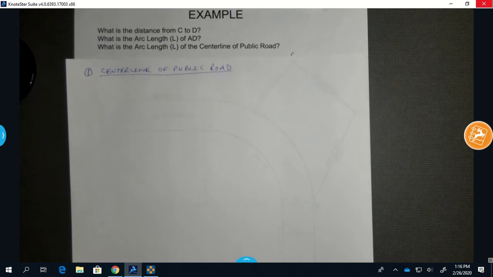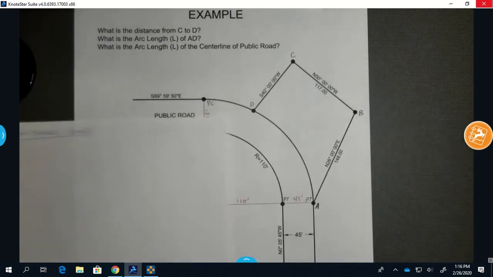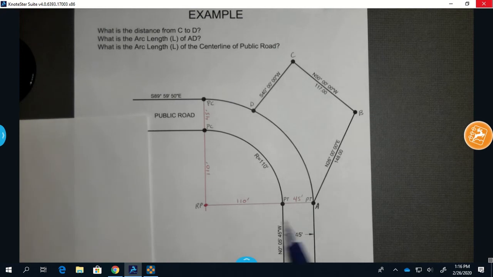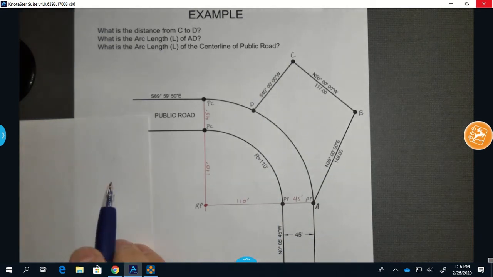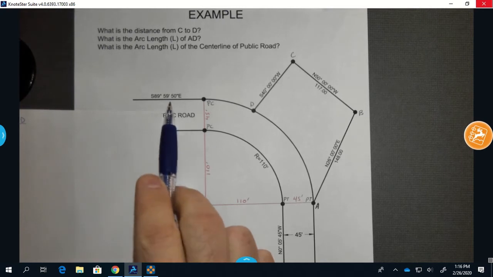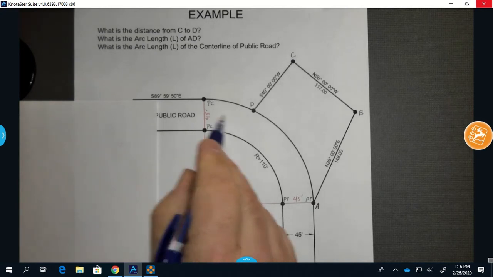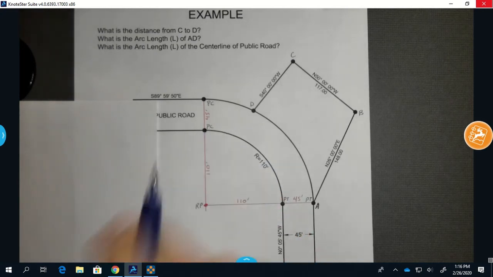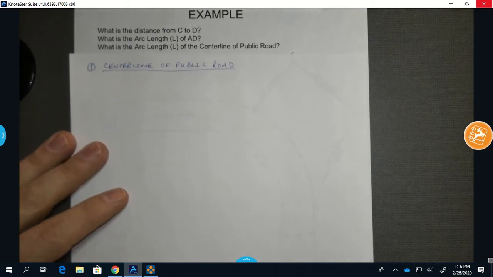All right, so let's take a little look at our sketch here. I'll slide this off to the side. What are the things we know here to help us solve for that center line of the public road? First off, we need to find I, which is here, in order to find our L. So let's take a look at the formulas that we're going to use to solve for that center line.